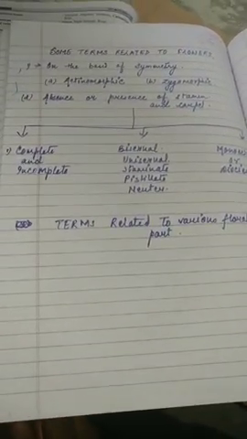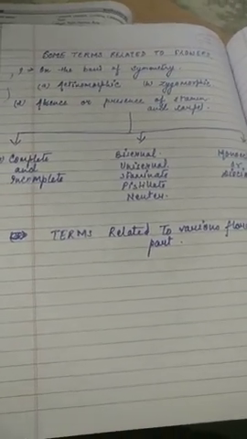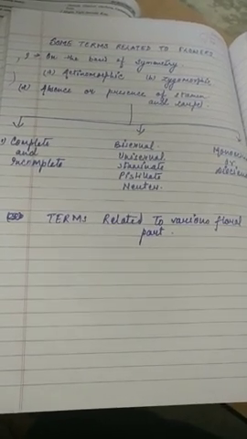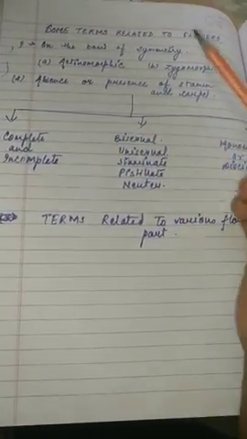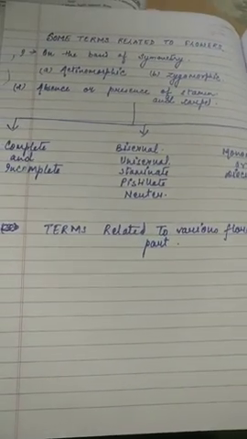Today we are proceeding to our next topic, that is some terms related to flowers. Here in the view I am giving you the synopsis of what we have to deal with today. First, on the basis of symmetry, how we can divide the flower.